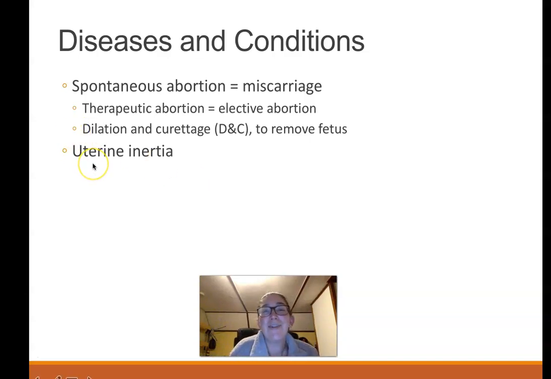In uterine inertia, it's what we call a failure to progress in labor where your contractions stop. This is not uncommon after painkillers or an epidural. A lot of times women are having really strong contractions, they get an epidural, and then the contractions stop. That's called uterine inertia. And if you can't get the uterus to start contracting again, it's in for the C-section.